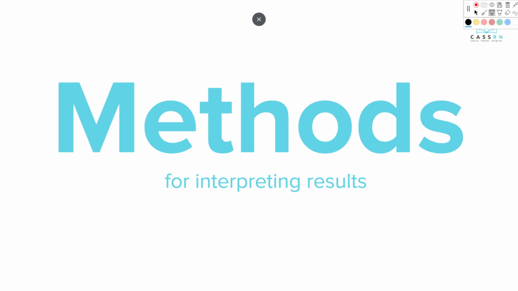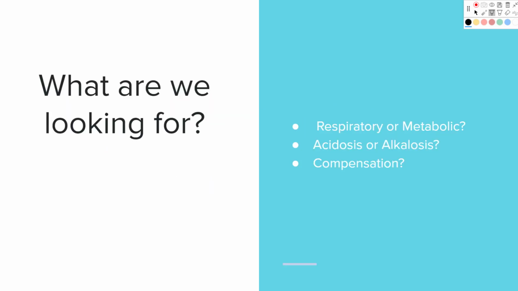All right, I'm going to take you through a couple different methods for interpreting results. The first, we've got both the ROME method and the Tic-Tac-Toe method. So remember this as we're going through these: what is our goal here? We need to figure out if it's the respiratory system or the metabolic system that's having a problem. So is it the lungs or the kidneys? And then we need to know if it's acidosis or if it's alkalosis. And then we also need to know if the other body system is compensating for that problem.